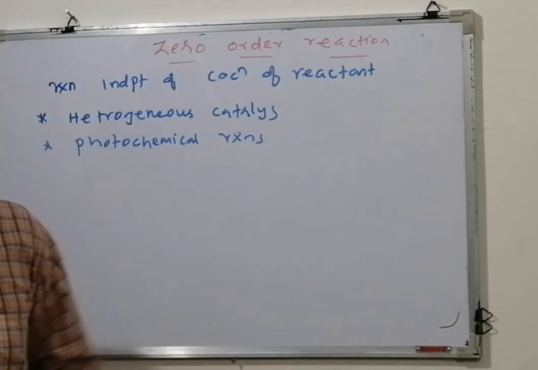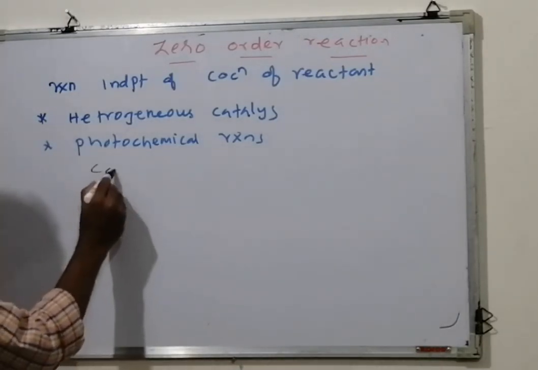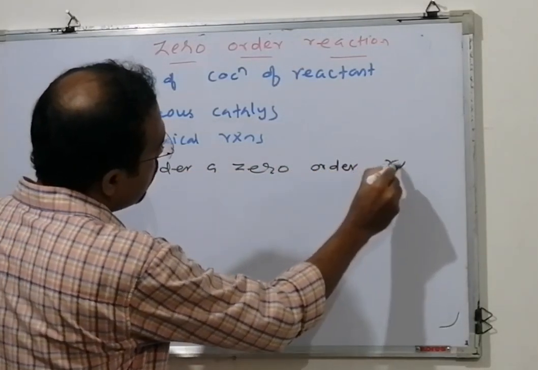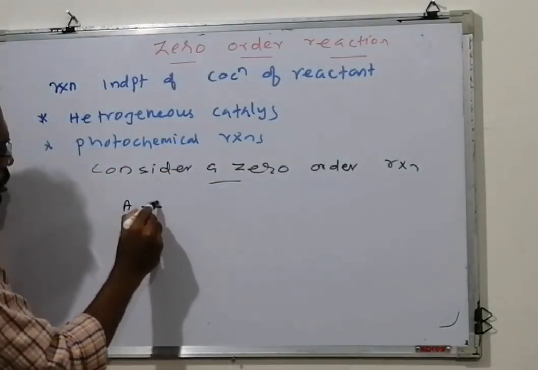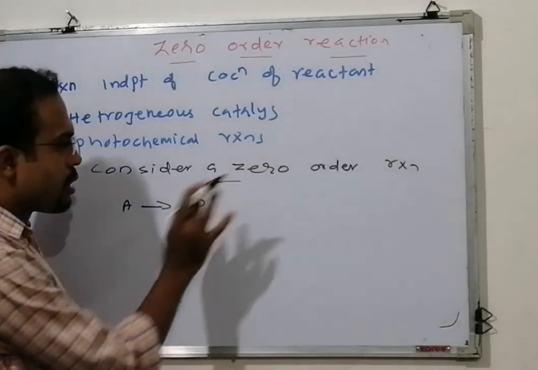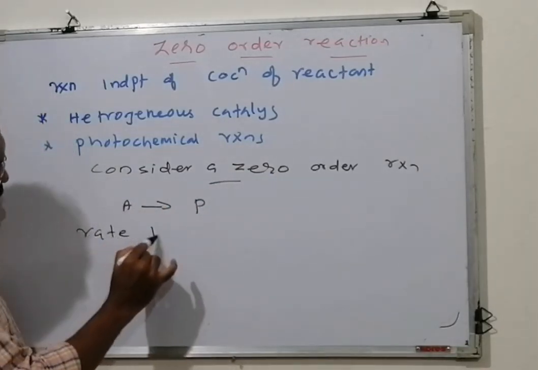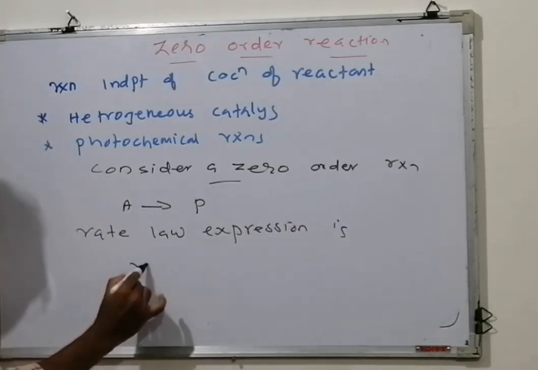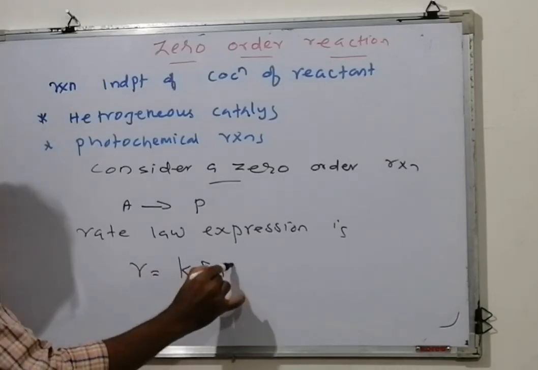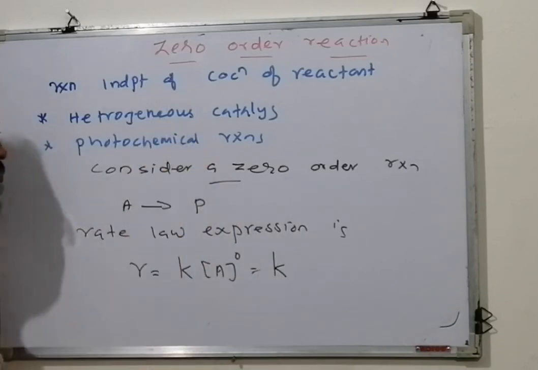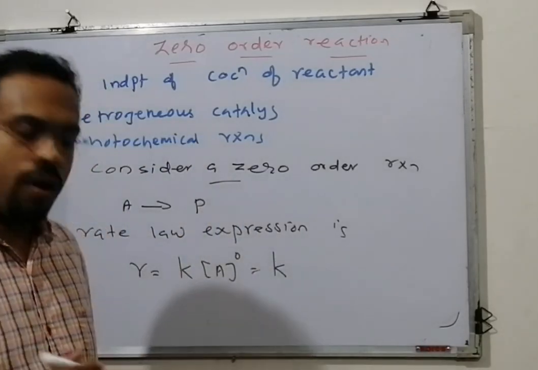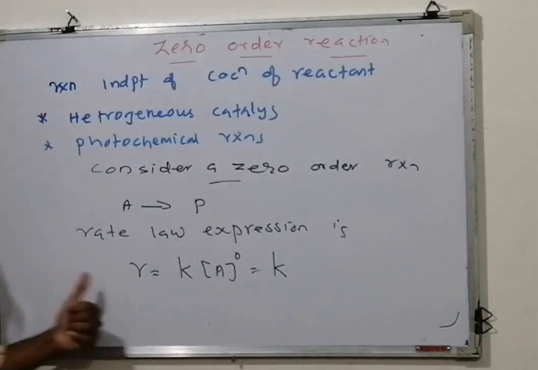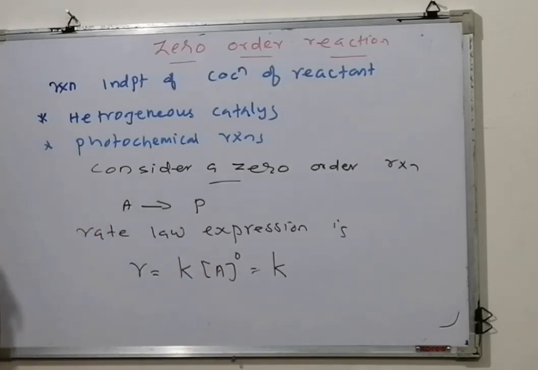Okay. Therefore, consider a zero order reaction. A gives B. I stated it is a zero order reaction. The rate law expression is R is equal to K into A raised to 0, which is equal to K, the rate constant. That is why I put A raised to 0. Fine. Rate law expression is R is equal to K into A raised to 0, which is equal to K.